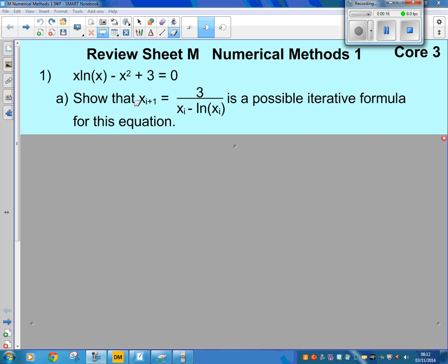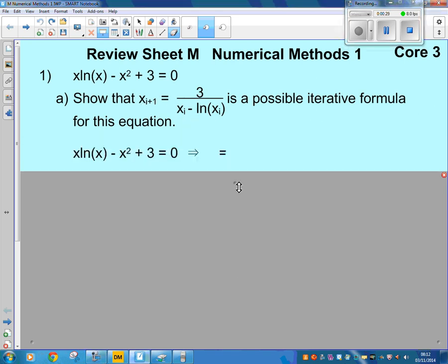We need to rearrange it so it looks like this. Now ignore the suffixes, the i plus 1 and the i's. Just try to rearrange it. So this equation comes to x equals 3 over x minus ln x. You see you've got a 3 there on its own, so let's start by getting the 3 on its own by leaving the 3 on the left and moving the other parts to the right.